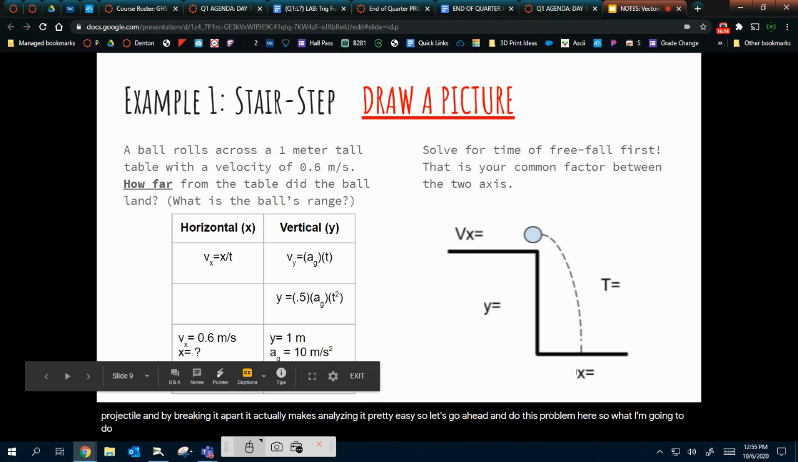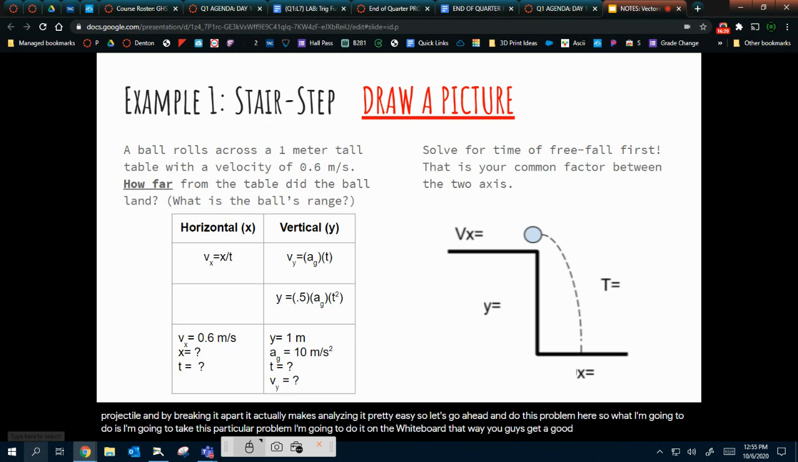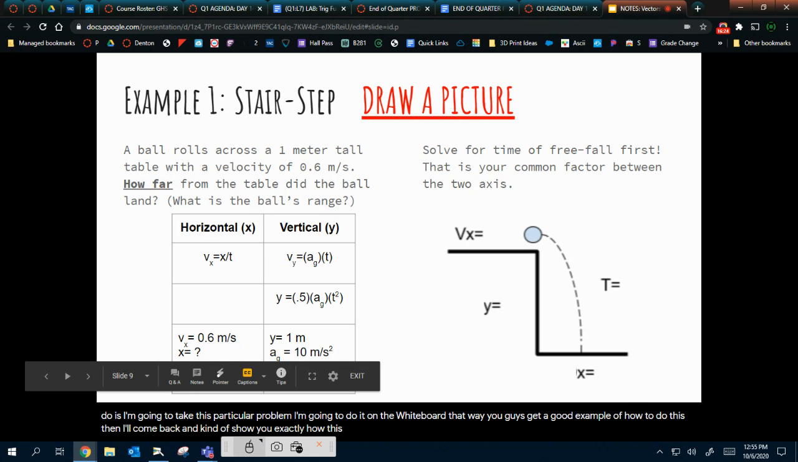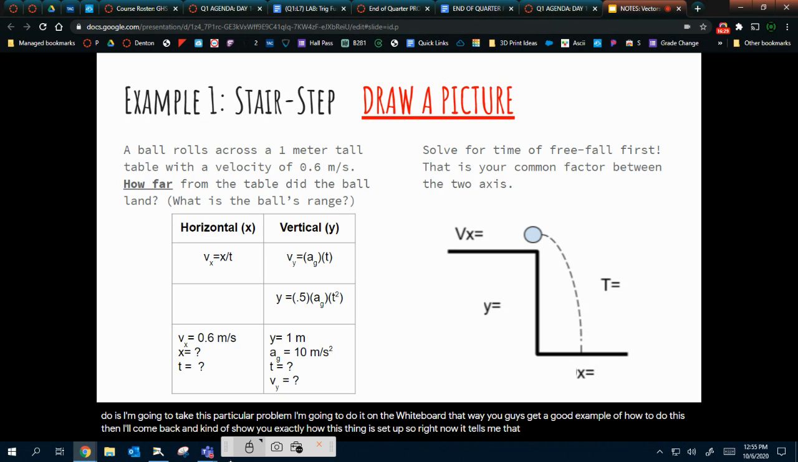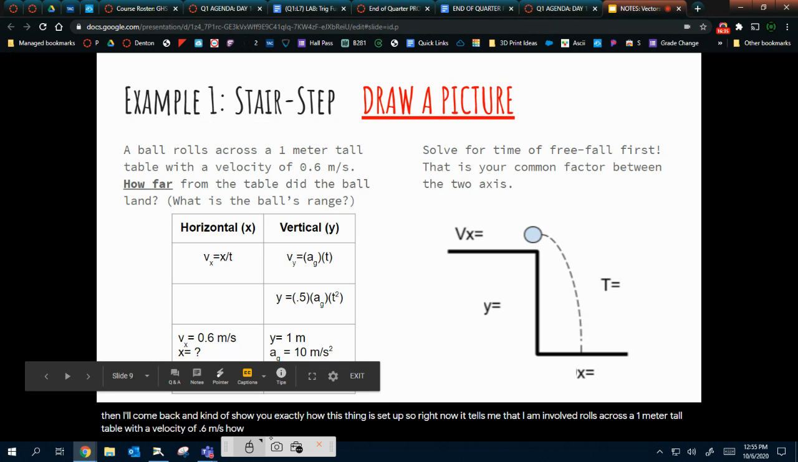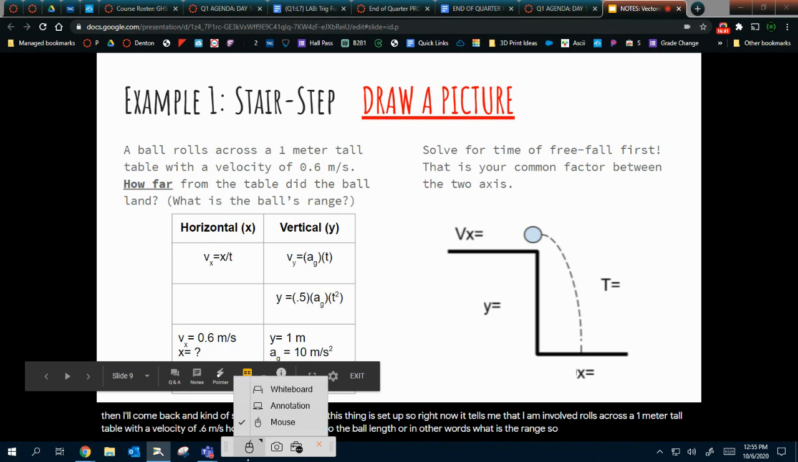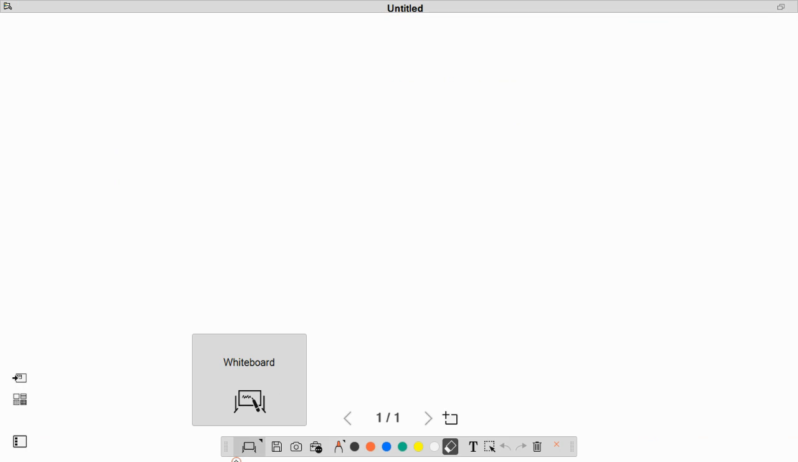What I'm going to do is take this particular problem and do it on the whiteboard. That way you get a good example of how to do this. Then I'll come back and show you exactly how this thing is set up. So right now it tells me that I have a ball that rolls across a 1 meter tall table with a velocity of 0.6 meters per second. How far from the table did the ball land? Or in other words, what is the range? So let's go ahead and do that.